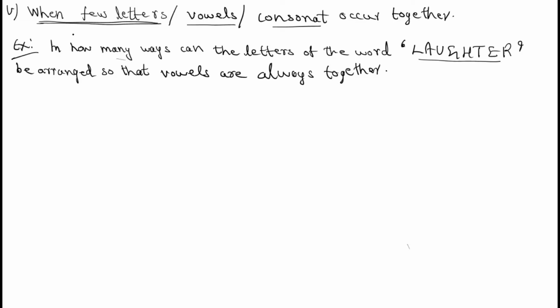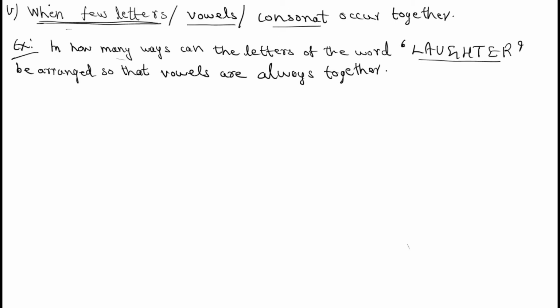Students, in this session we will see some more types of permutations. Here, when a few letters, or vowels, or consonants occur together, that means some word will be given. They may ask that some letters of the word occur together, or in that word vowels occur together, or in that word consonants occur together. Such a type of question is asked. How to solve these problems, we will see here.